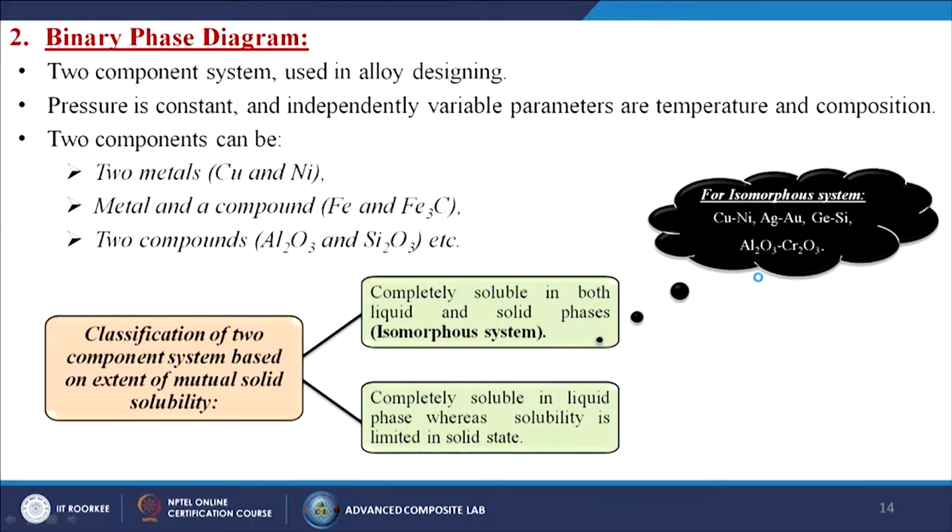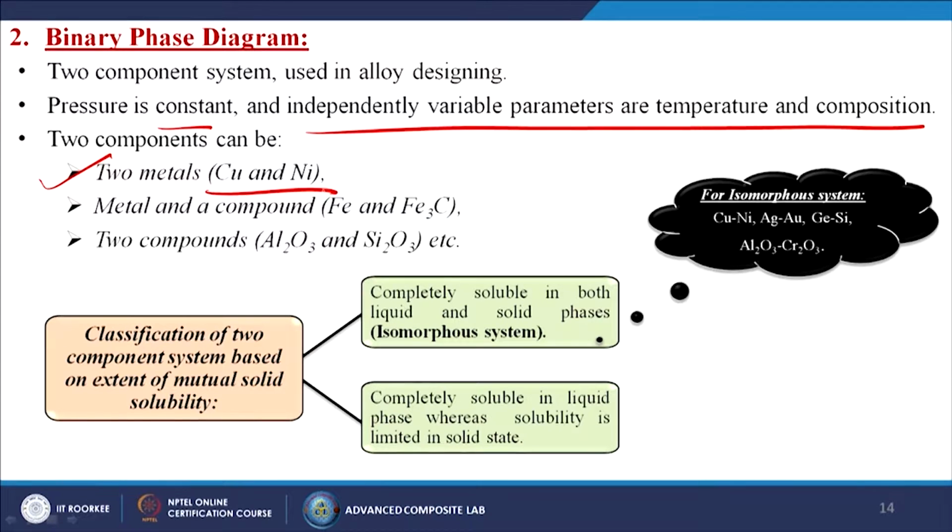Then what is a binary phase diagram? It is a two component system used in alloy designing. Pressure is constant and the independently variable parameters are temperature and composition. The two components can be two metals, maybe copper and nickel, just as an example, a metal and a compound like iron and Fe3C, or two compounds like Al2O3 and SiO2. So, these are all examples. The classification of two component systems is based on the extent of mutual solid solubility.